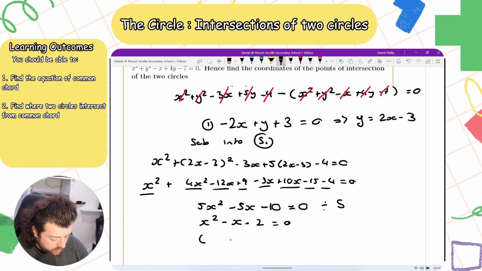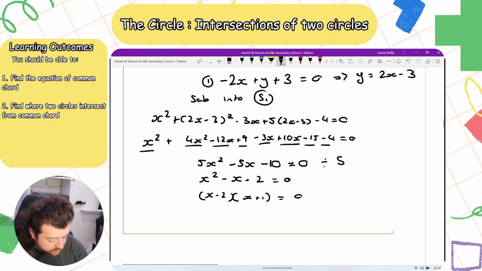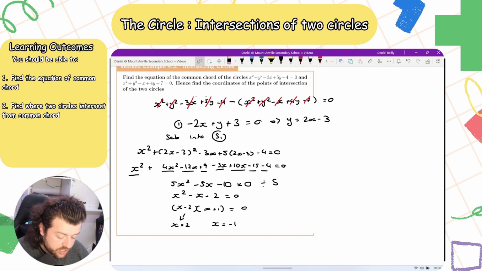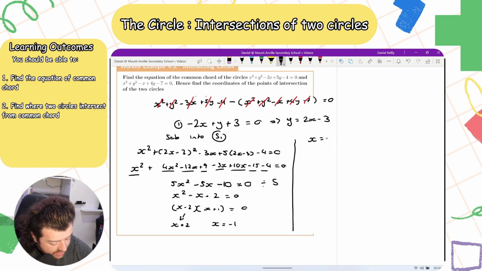So two numbers that multiply to get minus 2, but add to get minus 1. It's going to be (x minus 2)(x plus 1). Therefore, x is equal to 2 and x is equal to minus 1. We are not done yet. I found the x coordinates of my points of intersection. I need to find the y coordinates. How I do that is I sub x equals 2 and x equals minus 1 back into my equation 1 up here. So when x is equal to 2, y is equal to 2 times 2 minus 3, so y is equal to 1.